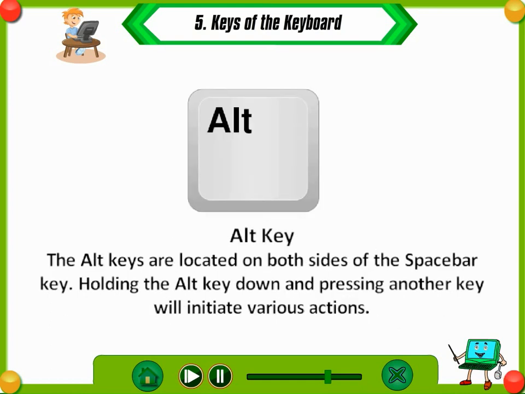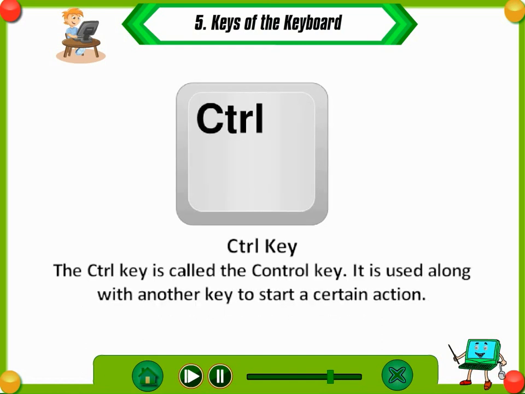Alt key. The Alt keys are located on both sides of the spacebar key. Holding the Alt key down and pressing another key will initiate various actions. Control key. The Ctrl key is called the control key. It is used along with another key to start a certain action.